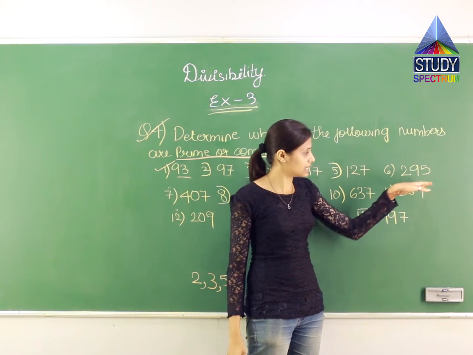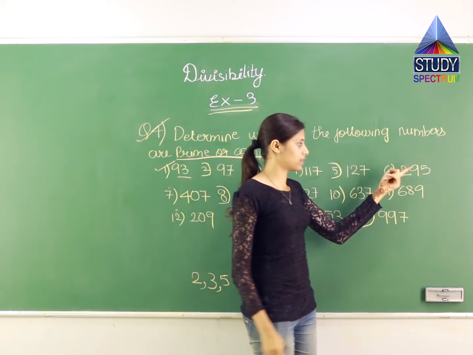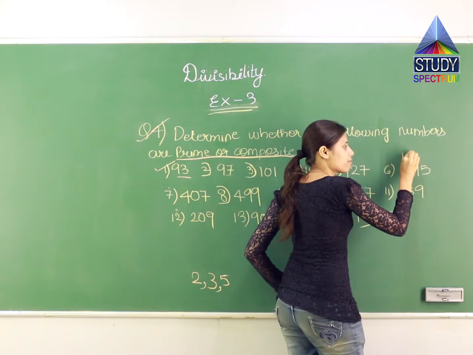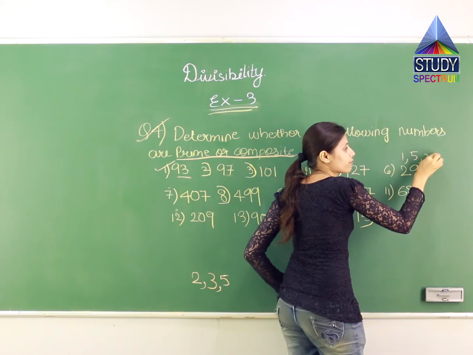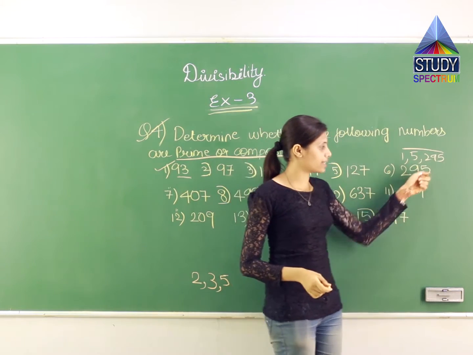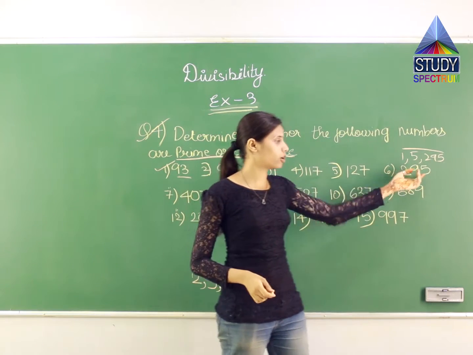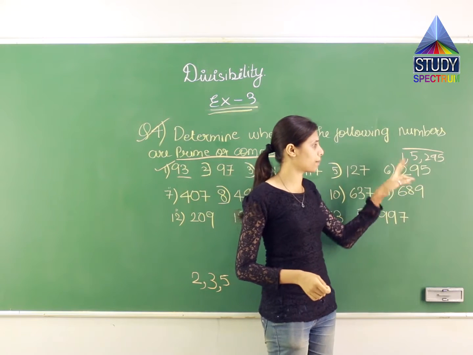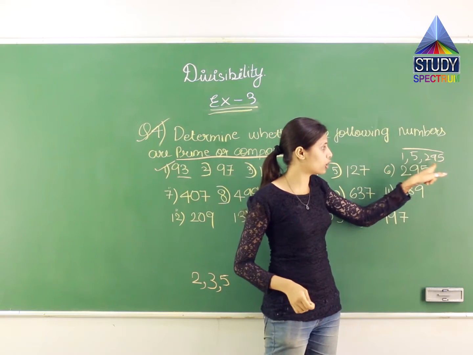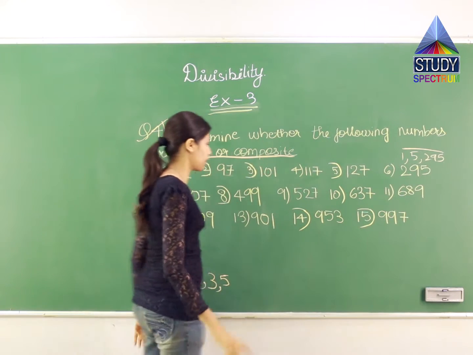Then 6, it is very easy. The last digit is 5, so it will come in the table of 5. So see, the factors of this are 1, 5 confirm, and 295. So it has 3 factors, right? So I can say that if a number has 3 factors, then it is a composite number. So this is a composite number. Except 1 and itself, it is also coming in the table of 5. That's why it is a composite number.